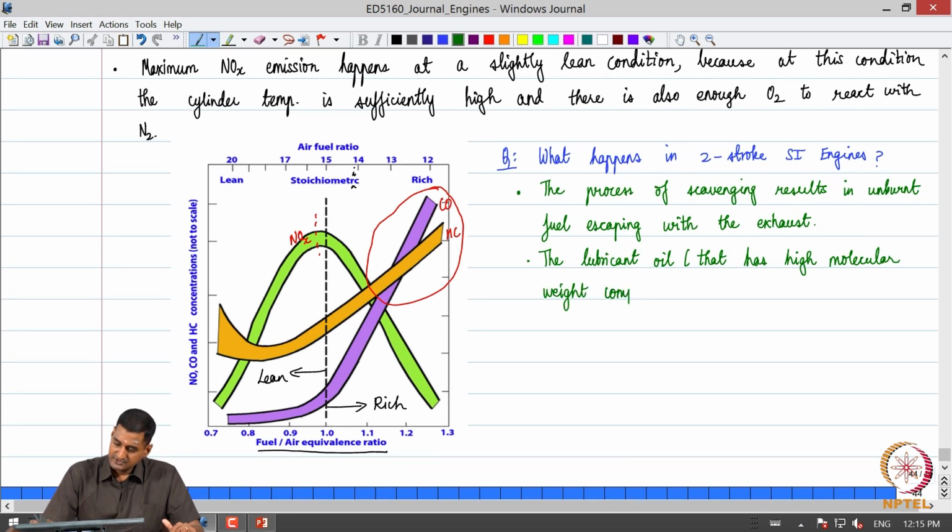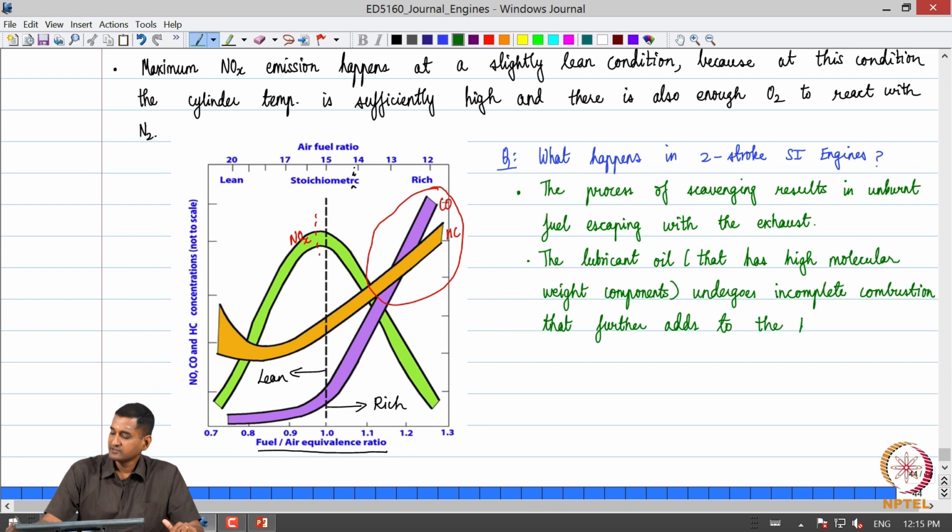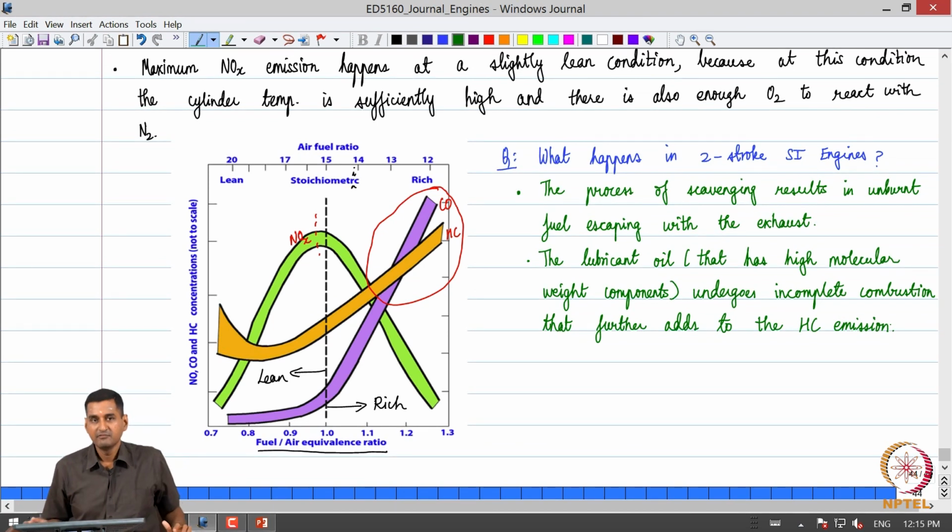okay, and is also going to undergo incomplete combustion in the combustion chamber that further adds to the hydrocarbon emissions. Okay, so these are two important factors that we need to keep in mind when we look at emissions in two-stroke engines, in addition to whatever we have already seen about SI engines.